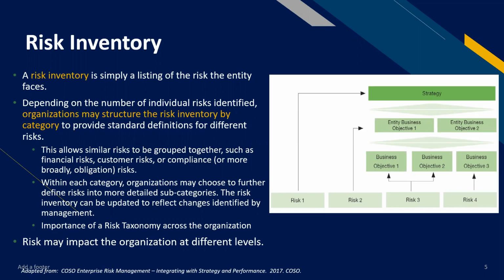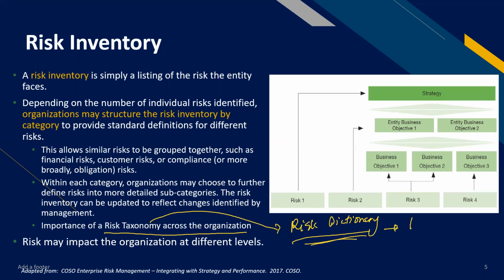Okay, risk taxonomy. What is a risk taxonomy? It's basically a risk dictionary of the organization. Each organization might have a different understanding of the risk. But if you have a risk taxonomy across your organization, you have standardized what a certain risk means. An example of a risk that can be confusing is liquidity risk. When we say liquidity risk, it might be interpreted two ways.